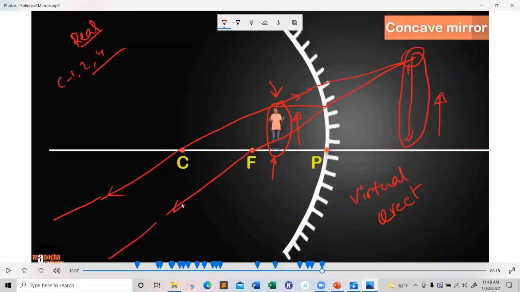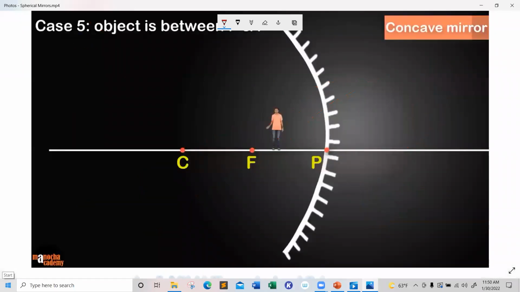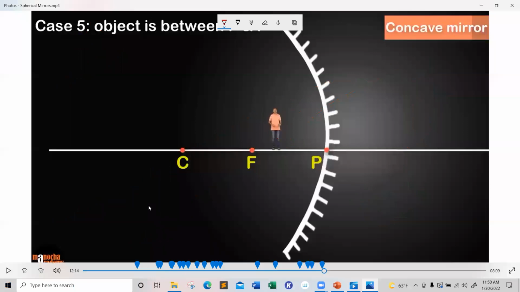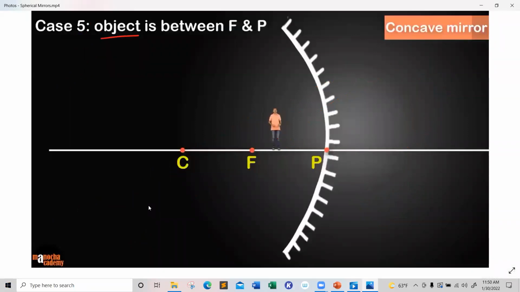And definitely it is magnified or diminished? What do you think? Magnified. Magnified. That is me, between the pole and the focus here. Now let's. Yes, remember the object position, please. Object position is between F and P, means principal focus and pole. The object is between principal focus and pole. This is a very important point.